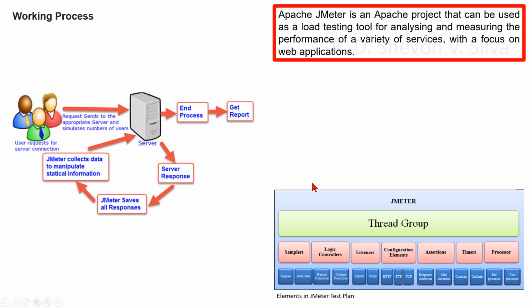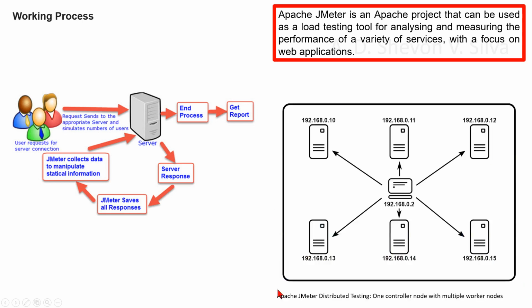Here you can see the JMeter, and you can see the thread group here. Below that, sampler, logic controller, listener, configuration element, assertions, timers, and processors. Below samplers, here you can see, for example, request, publisher; logic controllers, for example, record controller, mobile controller; listeners, for example, report, graph; configuration elements, for example, HTTP, FTP, TCP; assertions, response assertions, size assertions; timers, for example, constant, uniform; processors, preprocessor and postprocessor.